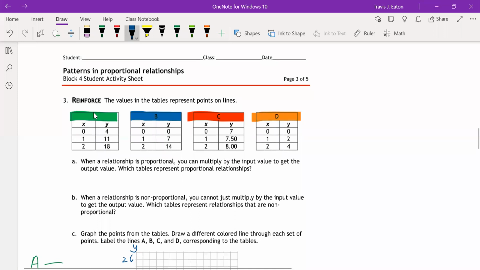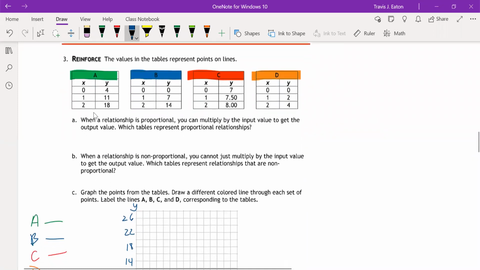Okay, well, that moves us on to question number 3. That says the values in the tables represent points on lines. So these are ordered pairs. And so what we're going to do with these ordered pairs is we are going to graph them. Now, letter A here says when a relationship is proportional, you can multiply the input value to get the output value. Which tables represent proportional relationships?